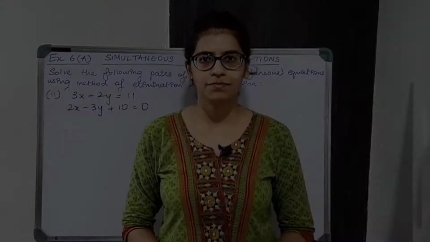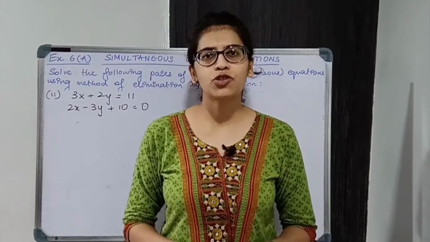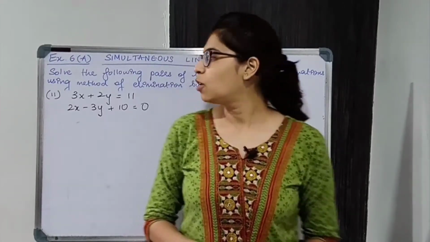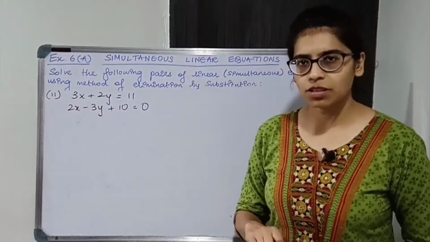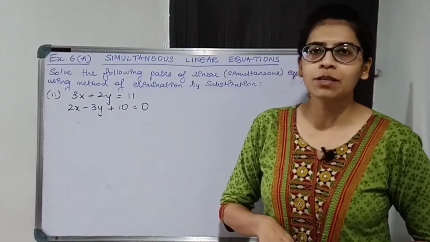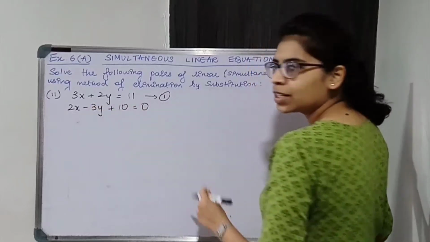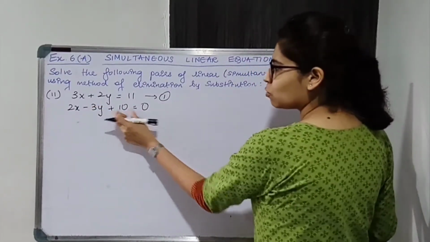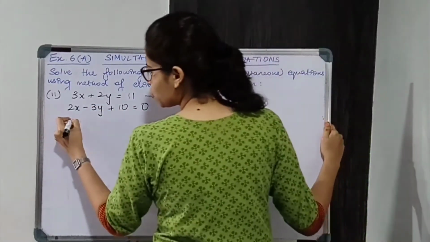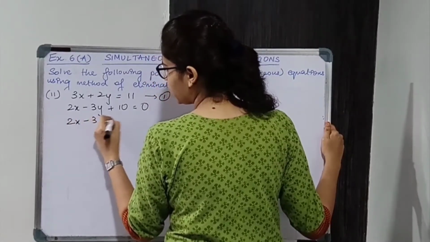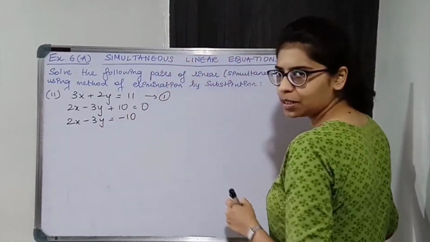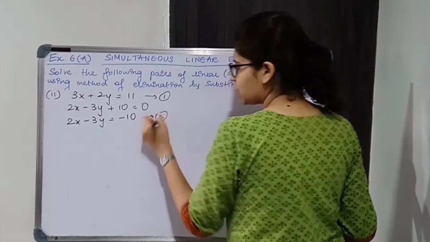Okay, moving on to the next question, question number 11. Over here the first equation is in normal form. Okay, something x plus something y is equal to constant. So let's number this. But the second one is not in normal form. इसको shift करते हैं दूसरी जगह पे. So 2x minus 3y is equal to minus 10, right? So number this as 2.